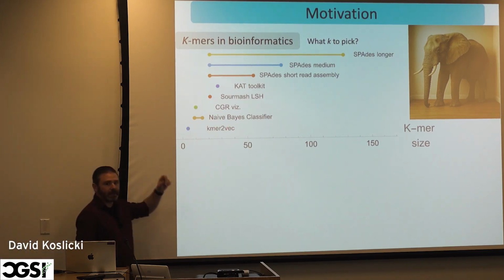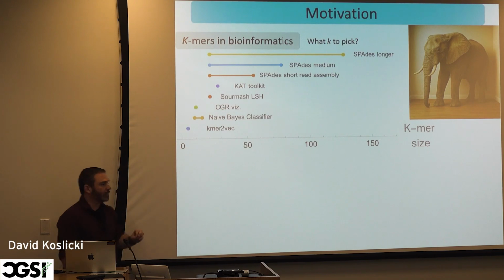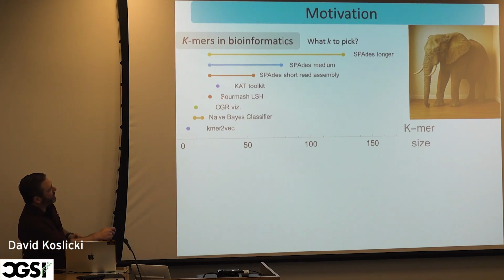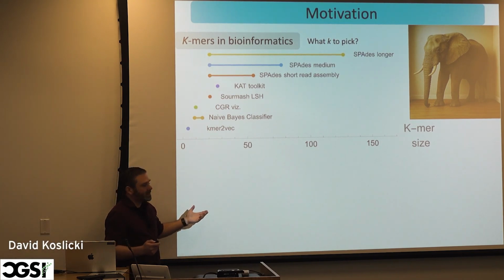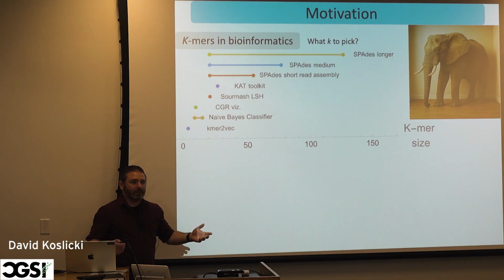So k-mer2vec uses 2-mers. And then as you increase, maybe this tool uses around 20, and then SPAdes comes in 3 different flavors that use k-sizes all the way up to 100 plus. And so with this huge range of k-sizes, qualitatively and quantitatively, things change pretty significantly.